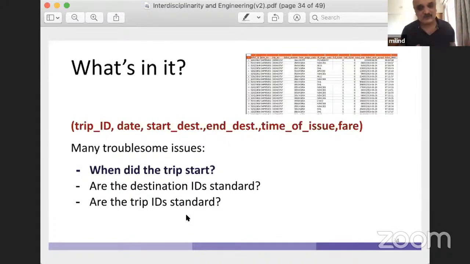There were many issues which we had to manage, and we recommended that they should have a dummy ticket when the bus starts. When the driver turns on the ignition, a dummy ticket should be issued so that we know when the trip has started, right?